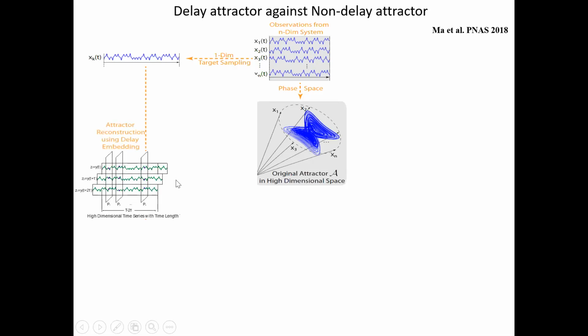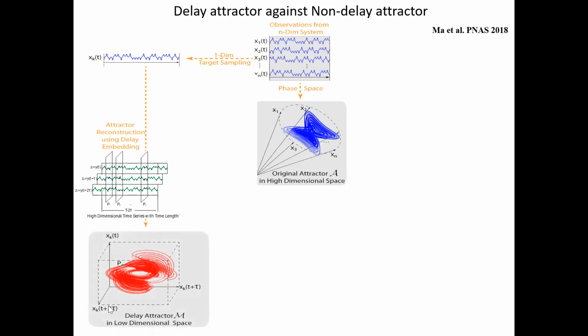We lift the one variable into the high dimensional system. So we just use the delay embedding. We just delay. Then we get another attractor in the high dimensional system. Okay. And then we are going another way.